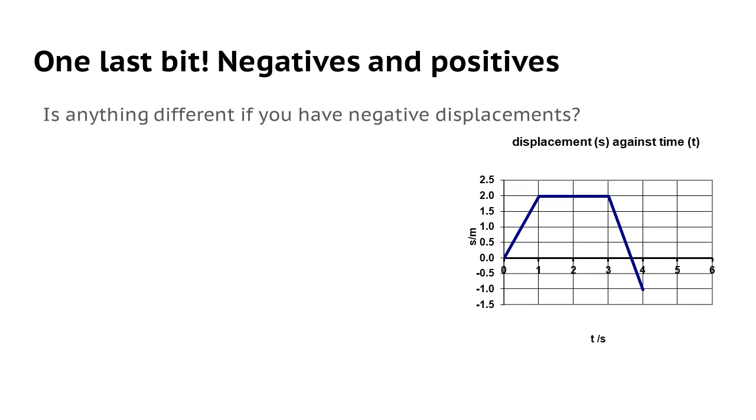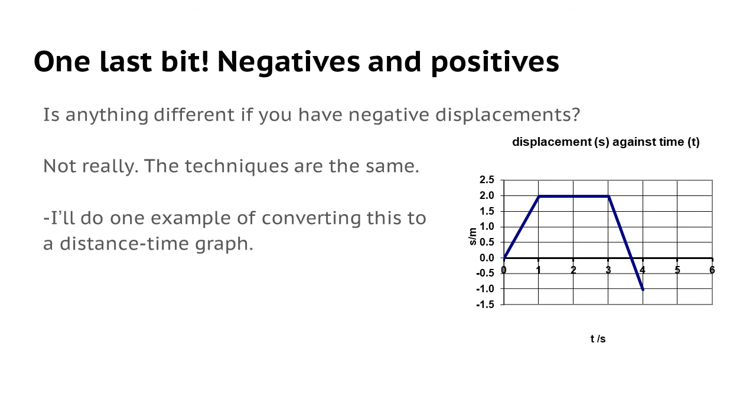Right, one last bit that I wanted to point out here. Negatives and positives. Is anything different if you have negative displacements? Well, not really. When you have to do calculations with negative displacements, you just use the same rules as we've had above. I'm going to do one example though, because there is one area where I think it could be a little bit difficult, and it's going back to the distance time graph. So we're going to convert this to a distance time graph, and hopefully then you should be set to do the questions.